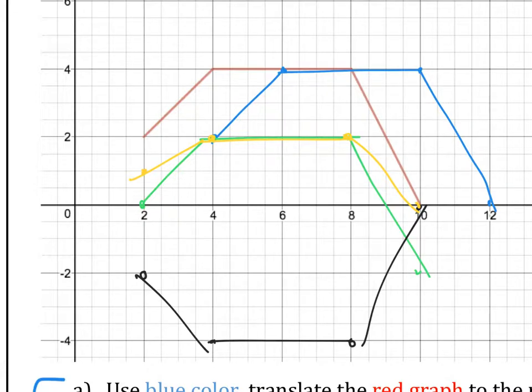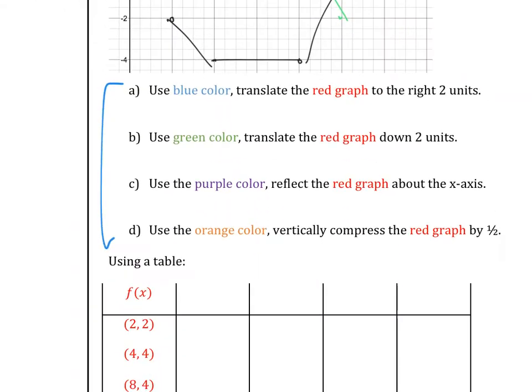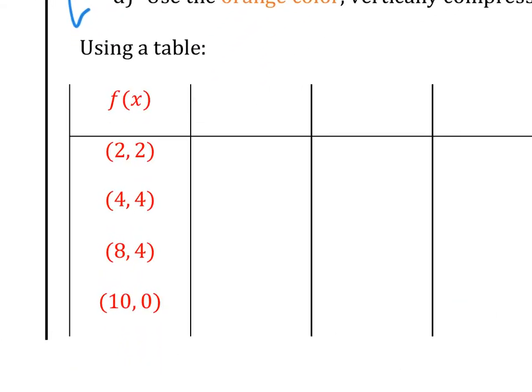Okay? All right, now what we're going to do is look at this whole thing in a table format. What that means is I took the 4 points that were on the red graph. That is f of x. Remember, f of x is kind of like the function. So we have 4 points: (2, 2), (4, 4), (8, 4), and (10, 0). And I'm going to construct a table. So I'm just going to write it all down first.